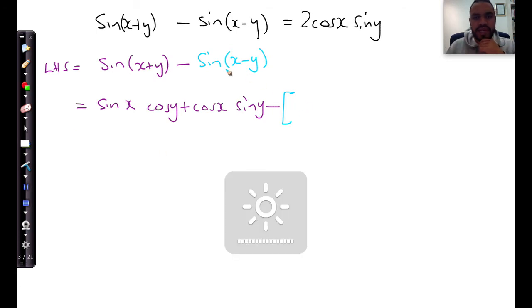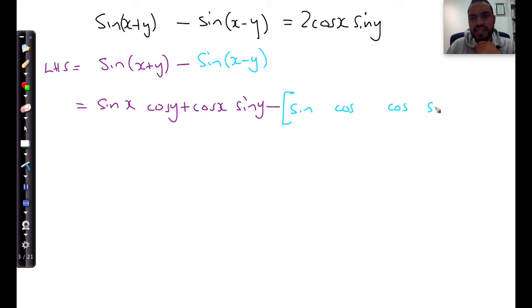Okay, so when I do this, I'm going to expand that as sine, cos, sine. Right? This is going to be x, this is going to be y, this is going to be x, and this is going to be y. Remember, those are my angles, and this minus sign stays a minus over there. Okay, so now let's simplify this.